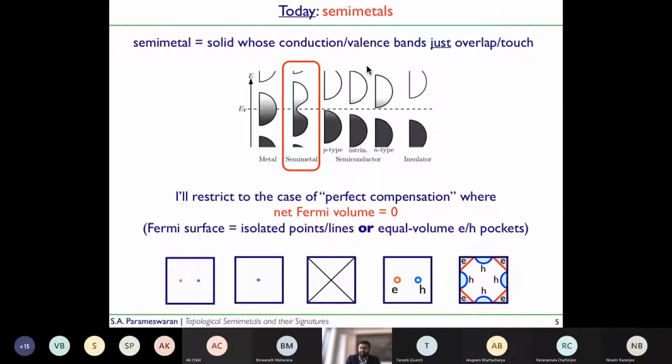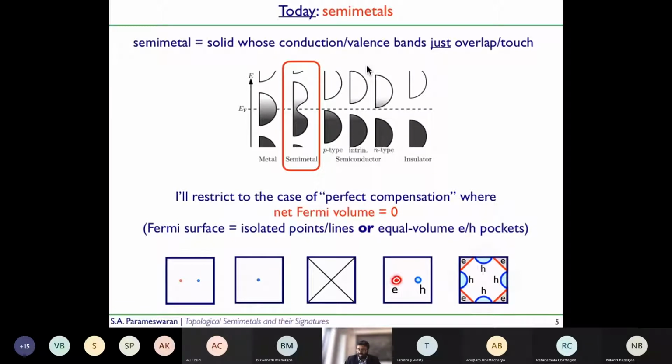So if you think about that a little bit, there are various possibilities. Your Fermi surface can consist of isolated points, or it can have a single point like this, where electron and hole bands just touch at some single point. You could have two sets of such points. You could have many such points. You could have lines along which bands touch, which typically will require more symmetry. You can have equal volume pockets of electrons and holes.